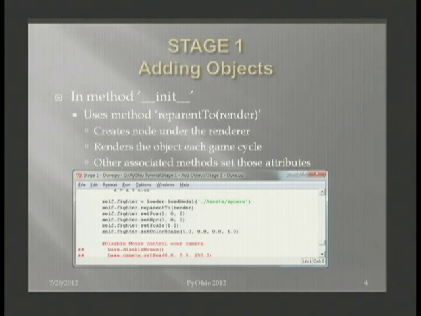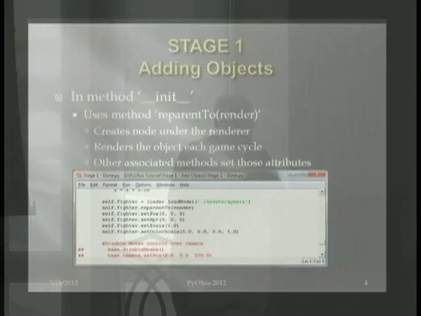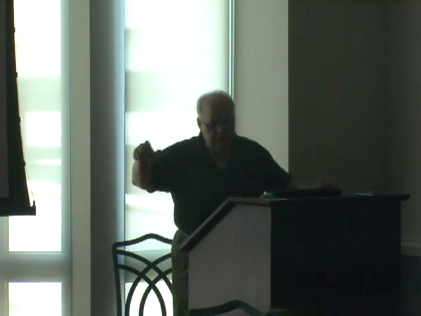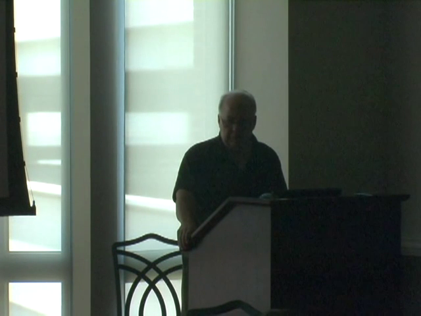The reparent to render. Everything in Panda is developed on this scene graph idea. Render is the root node, because everything you put under render is what is created in the scene when you see it. You can create other nodes that aren't reparented to render, but it's only when you reparent to render, or to a node that's under render, that they are actually rendered in the scene.